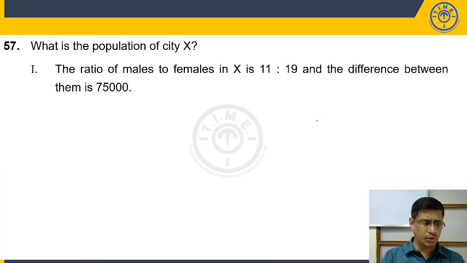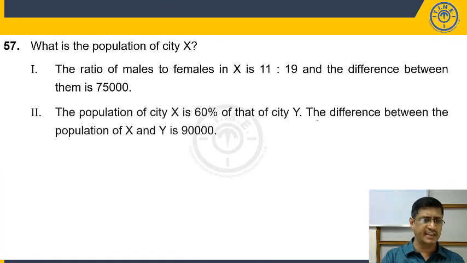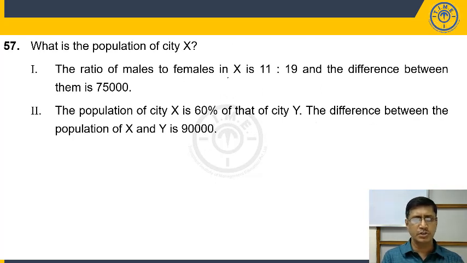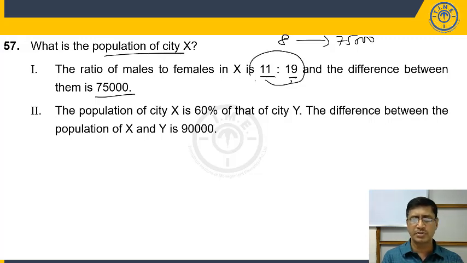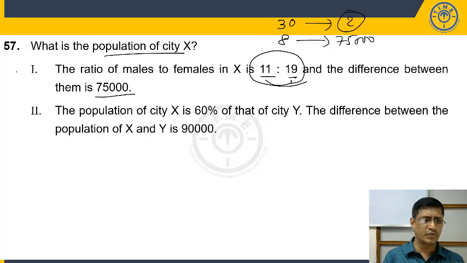What is the population of city X? The ratio of the male population to the female population of X is 11:19. The difference between them is 75,000. The difference between them is 8 parts, and the 8 parts are equal to 75,000. What do we need to find here? The total population, which is the sum of these two, 30 parts, equal to question mark. Am I clear? So you will get the answer. So statement 1 is possible. You need not find out the value, you just need to check whether it is possible or not.